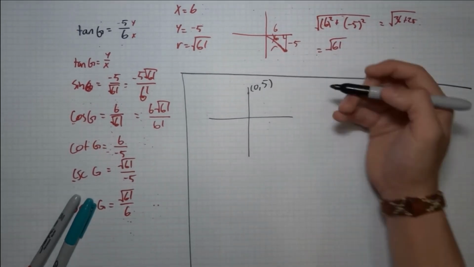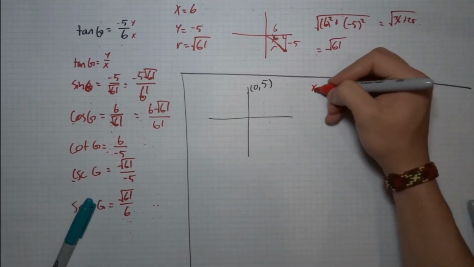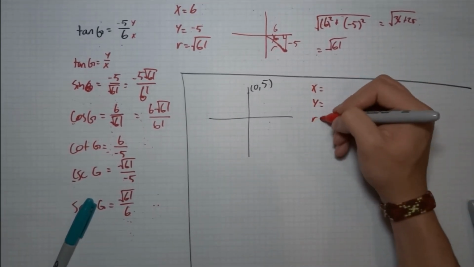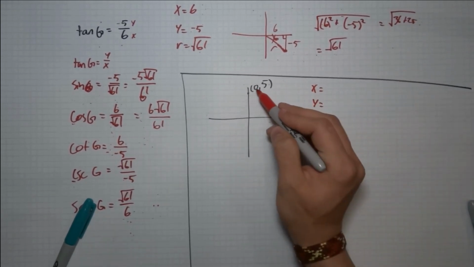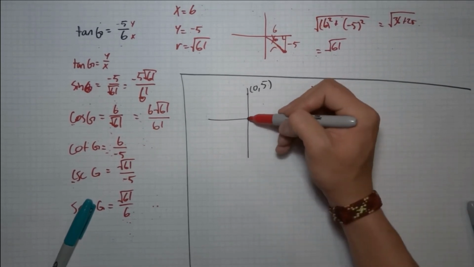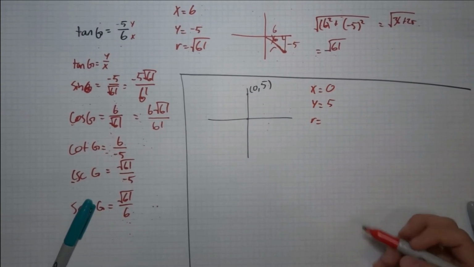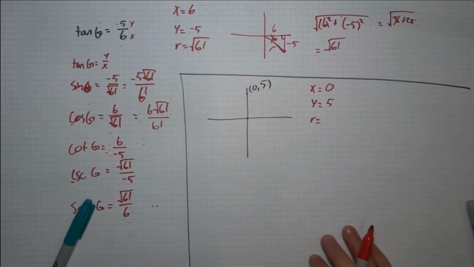When this happens, let's set up our chart again, because this is how we're always going to do these problems. We need x, we need y, and we need r. X is going to be the same thing as always. It's going to be the x coordinate is 0, because this is 0 distance left or right. For y, it's the same thing, going to be 5. And the radius is going to be the part that trips a lot of people up here.